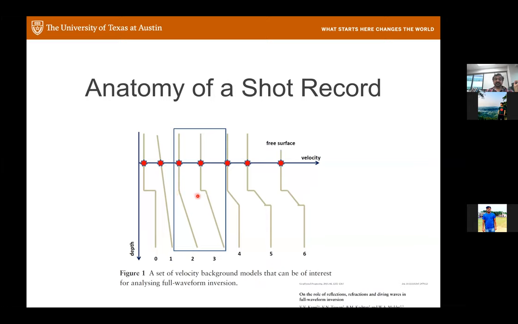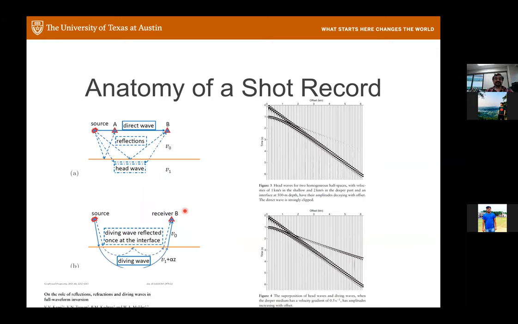I can have a layer, then I have a discontinuity, and then I have a continuous velocity change. So all of these combinations make up a velocity model that I showed you earlier with the salt in there. So these are the building blocks of a velocity model. Now I'll talk about rays, and without explaining why the rays behave the way they do, at this point I'll talk about that next.